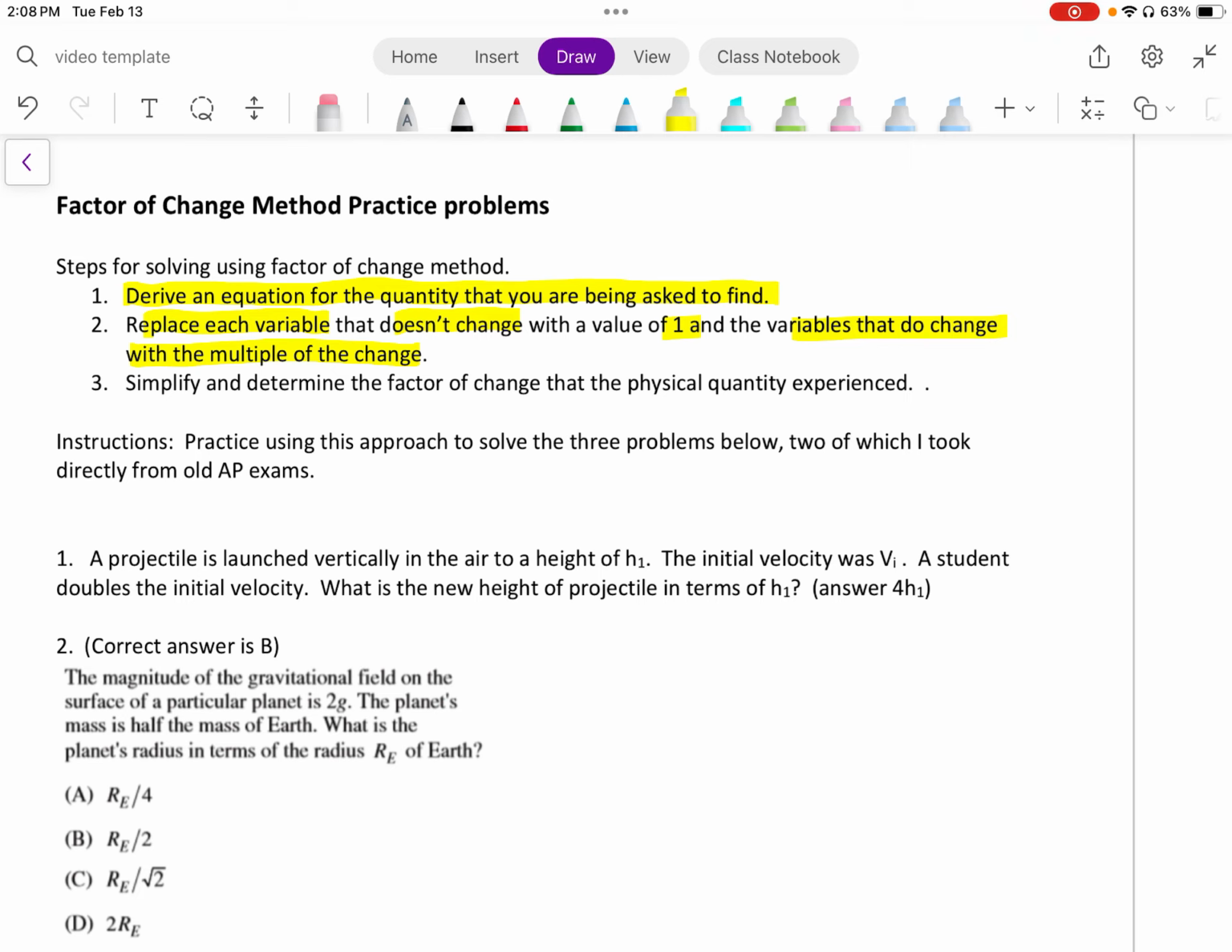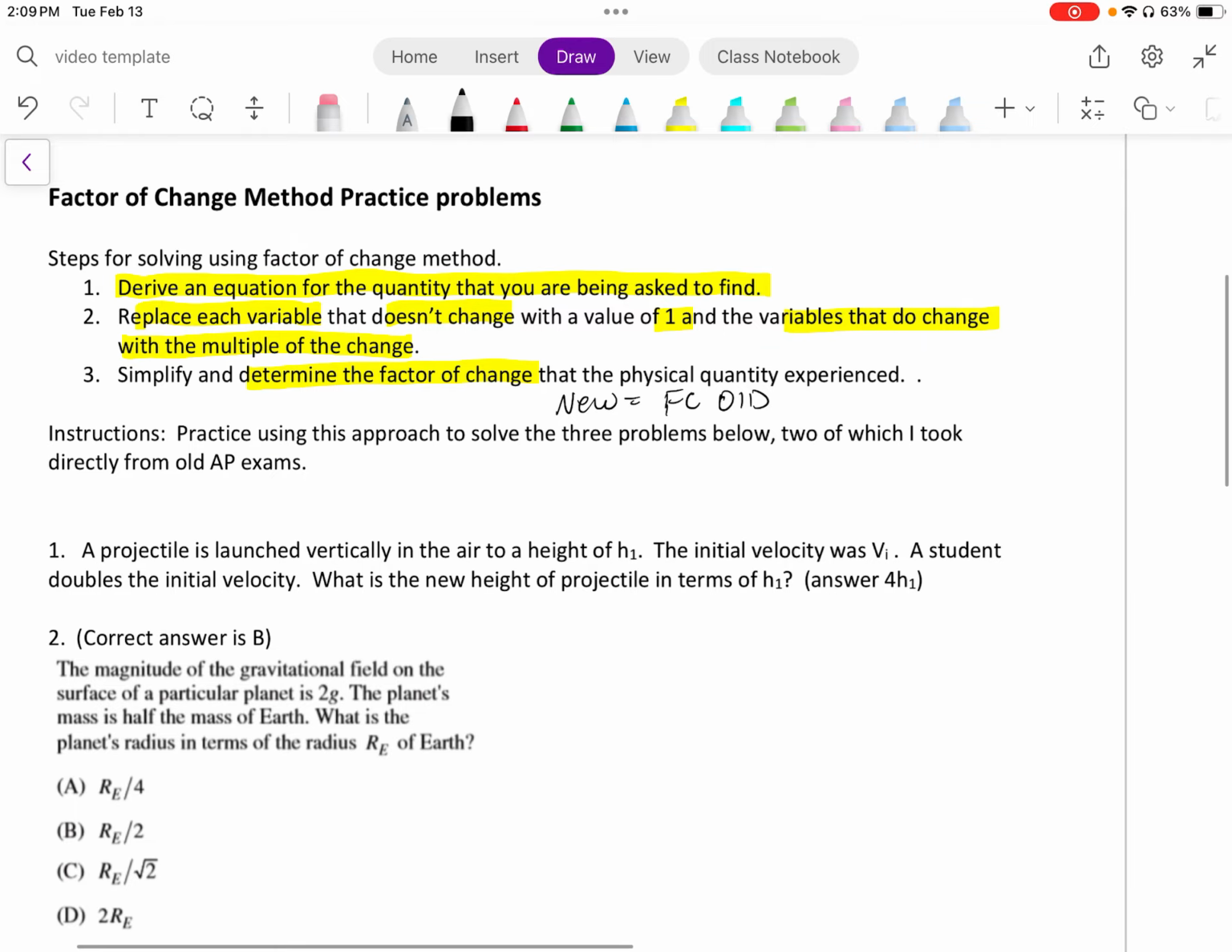So if you double the mass, you put a 2. If you triple the mass, you put a 3, and so forth. Simplify and use that equation to calculate the factor of change. Then the new value will equal the factor of change times the old value. And that's this. It's so powerful if you can get this technique down.